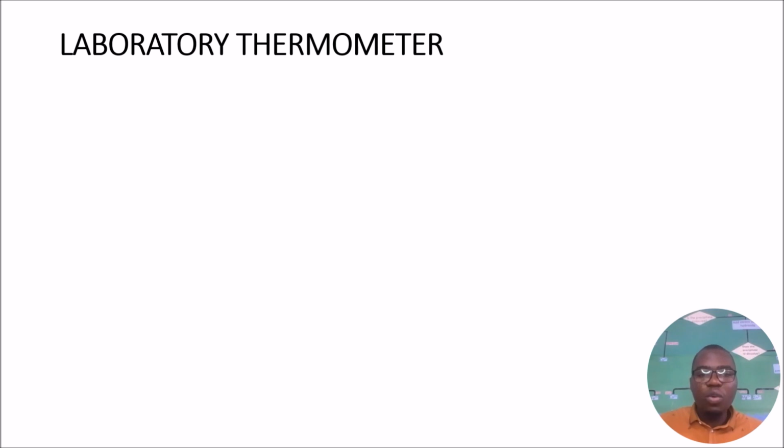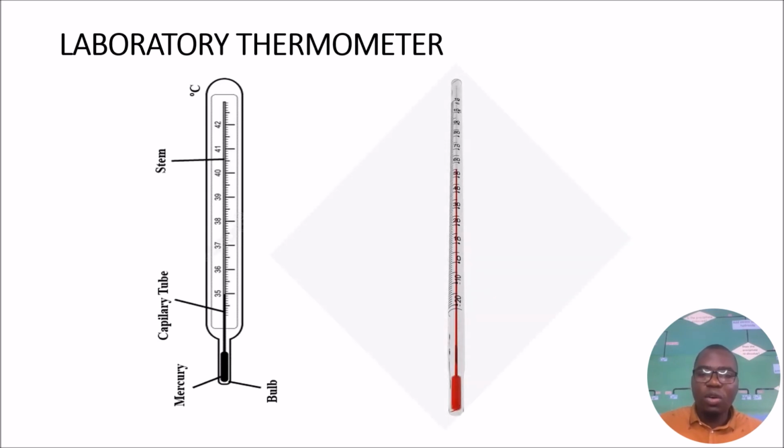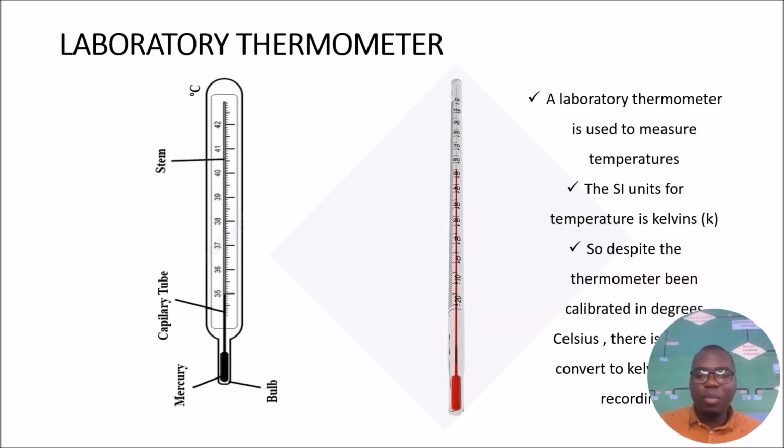Then we also have a thermometer. We call it a laboratory thermometer because it is used in the lab. A laboratory thermometer is used to measure temperatures. The SI unit for temperature is Kelvin, K. Despite the thermometer being calibrated in degrees, there is need to convert these into Kelvins. I think in physics, you are going to look at how to convert from degrees Celsius to Kelvins.